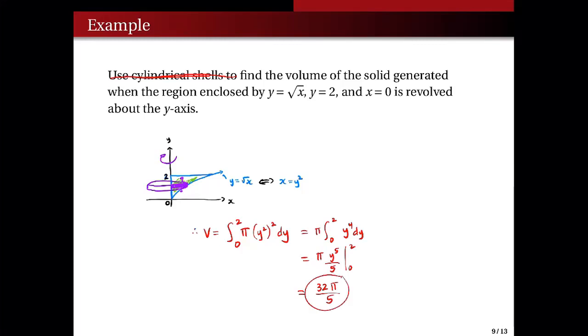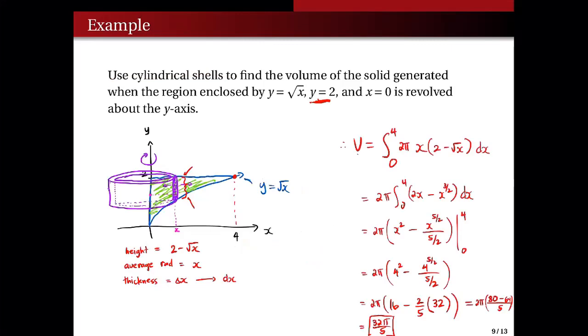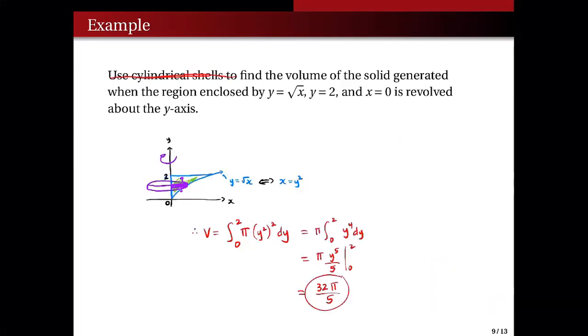And that's precisely the answer that we got from the previous one. 32 pi over 5. It should be because we are dealing with the same solid. We just solved it using different methods.